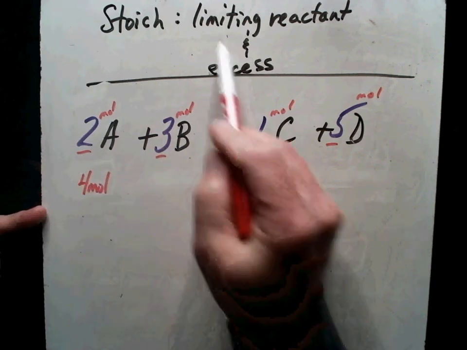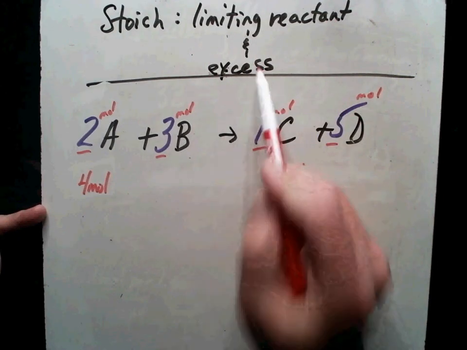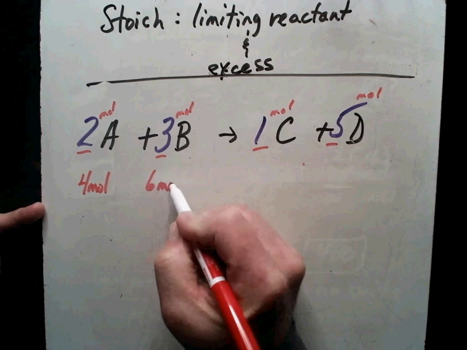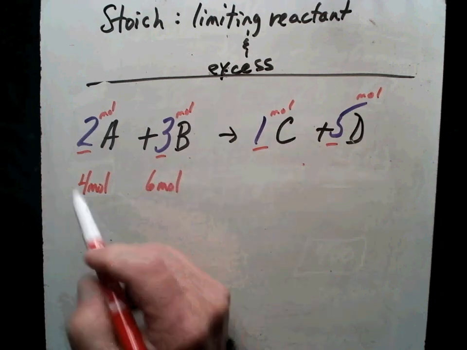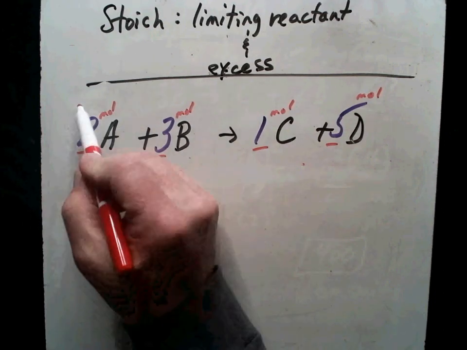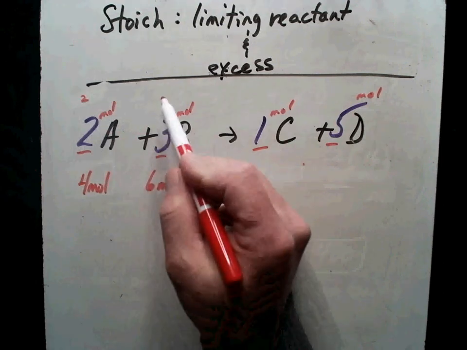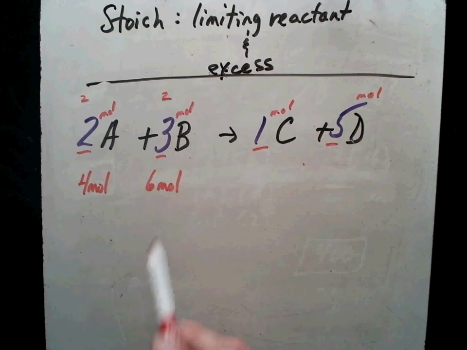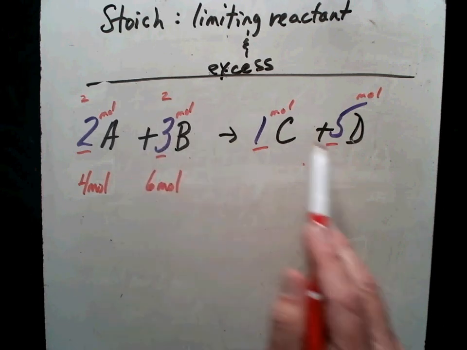So I'm going to deal with what is called limiting reactant and excess. I have 4 moles of this, and I have 6 moles of this. What is this one doing? 4 divided by 2 is a change of 2. 6 divided by 3 is a change of 2. That's an exact match. They're both changing by the same amount, so that means that's 2 and that's 10.